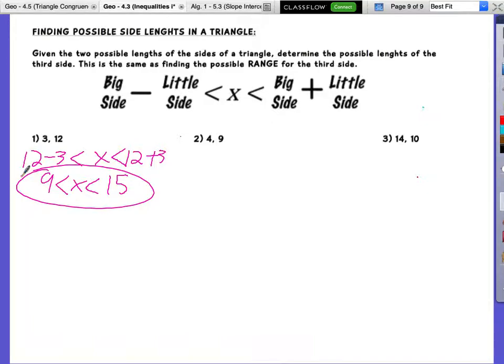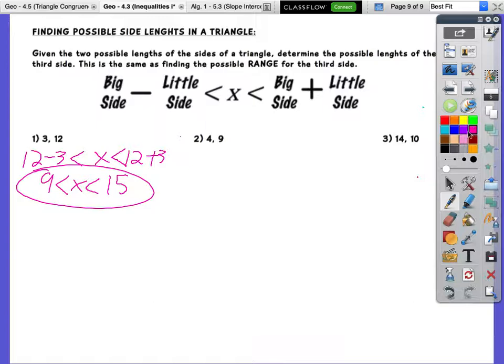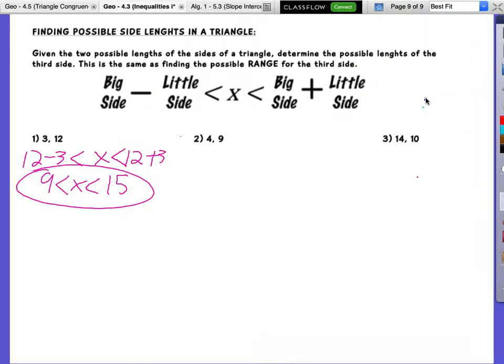Okay? I want you guys to go ahead and do the third one. Number 3. Alright, second one. Big side, 14, minus little side. Big side, 14 plus 10.